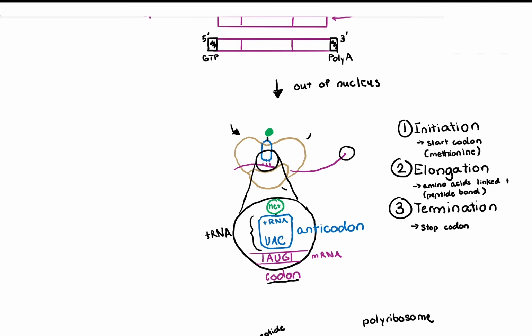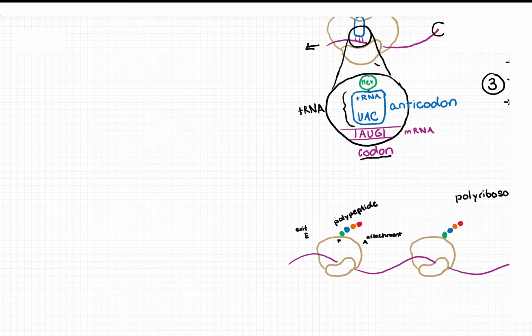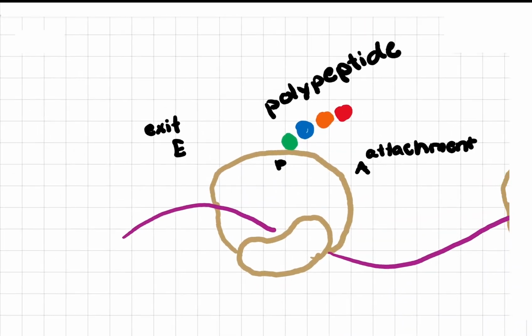Again, you have your initiation, so you have your methionine, and now these amino acids are linked together. You get a peptide bond between each of the amino acids as your mRNA passes through the ribosome. As that happens, you have elongation, so the amino acids are linked together, and then you reach that stop codon. Then the polypeptide is terminated. So that mRNA is not used anymore by that ribosome, and your ribosome will move on to another piece of mRNA.